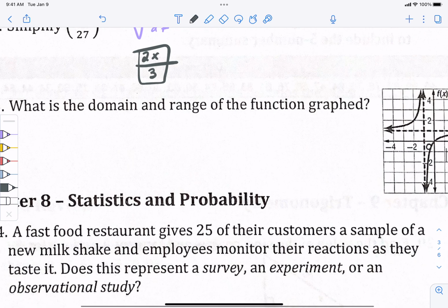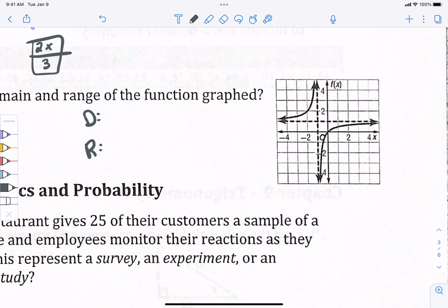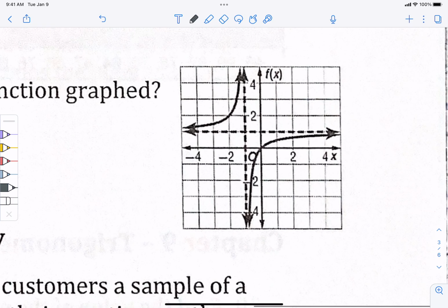Okay? All right, moving on down. What is the domain and range of the function graphed? So domain, range. This is a reciprocal function. It's like the boomerangy thing. So what can x be and what can x not be? Domain is x's, range is y's. So the x's go left and right. Will this thing go left forever? Yes. Will he go right forever?